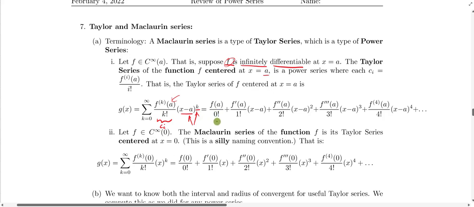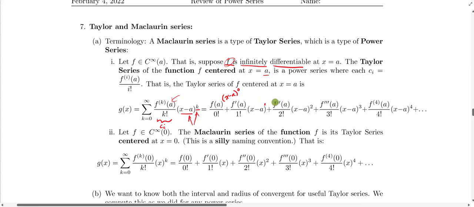So here you can see I've gone ahead and constructed this. If you want, this is f of a divided by 0 factorial. You could write x minus a to the 0th power, but of course that's just 1, so usually we don't write it. Here we've got the first derivative evaluated at a of our underlying function divided by 1 factorial times x minus a, and again, if you want, you could put to the first power there.